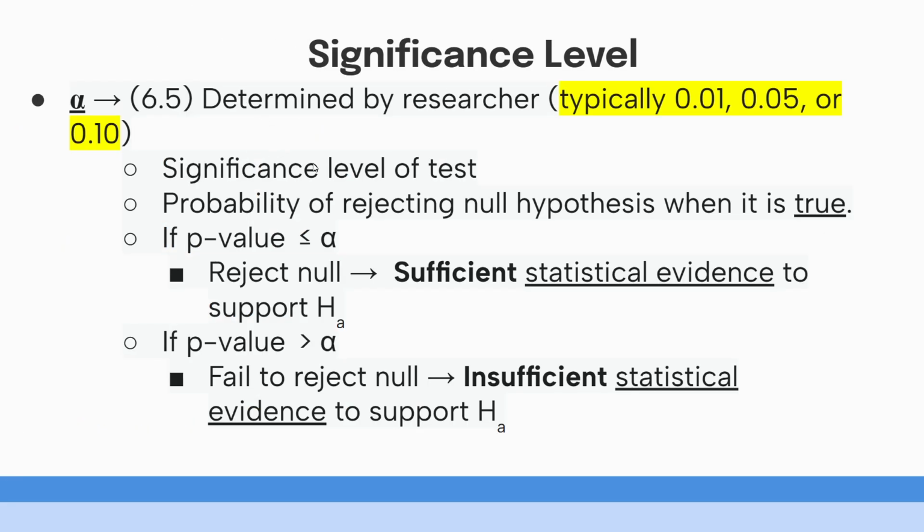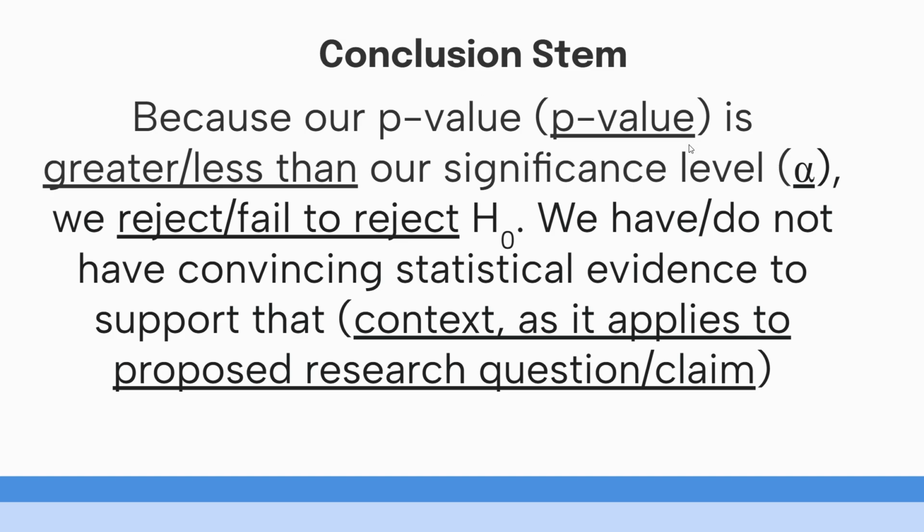So again, significance level, probability of rejecting null when it's true. If p-value is less, you reject null. Sufficient statistical evidence. We know all of this. And finally, we're going to end off with our conclusion stem. Because our p-value is greater or less than the significance level, we fail to reject or reject. Based on that, we have or do not have convincing statistical evidence to support that context as it applies to the proposed research question. Do type 1, type 2 errors still apply here?